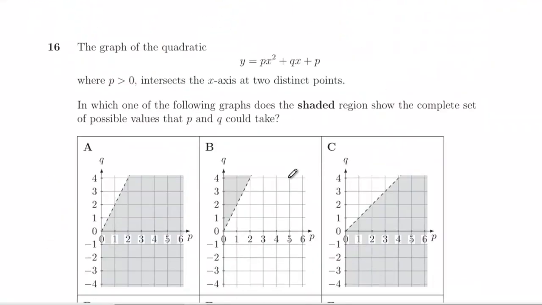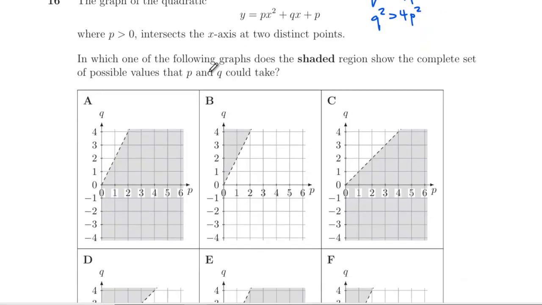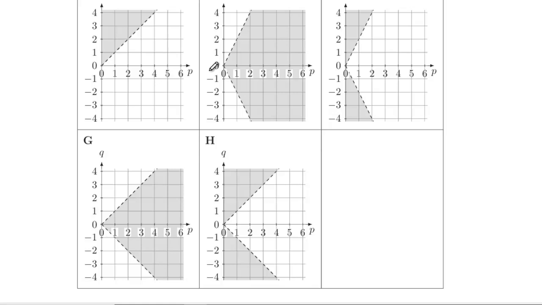Either way works. The graph of the quadratic, where p is greater than 0, intersects the x-axis at 2 distinct points, right? So it's got 2 roots. Which of the following graphs does the shaded region show the complete set of possible values that p and q could take? Okay, right, there's quite a lot of options. So we've got 2 roots, so we've got our b squared minus 4p, that is greater than 0. So q squared is greater than 4p squared. Okay, and I've got that p is greater than 0. So what have I got for those then?